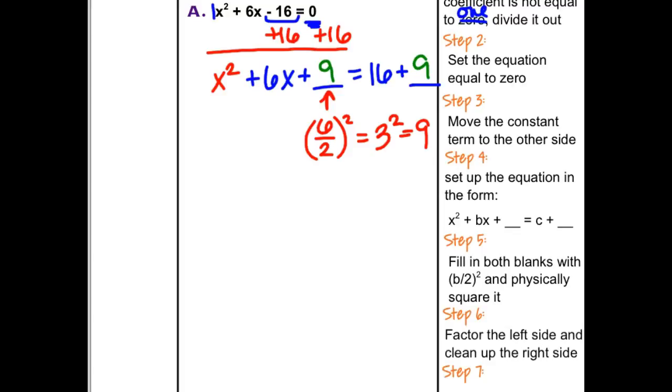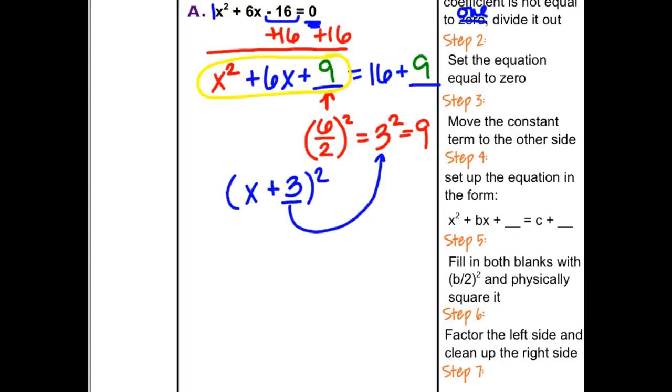And step 6 says factor the left side and then clean up the right side. So here's the thing that's really nice. The whole point of what we say is completing the square is we are creating a trinomial over here on the left that factors into x plus or minus, in our case it's plus, something squared. And here is the cool part. That something is the b divided by 2. So this is going to be 3.